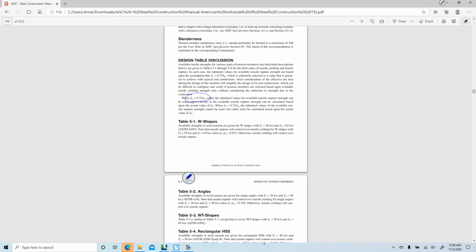When your actual effective area is greater than that assumption, then you know that you'll be fine in rupture because you actually have more than the table thinks you have. But if you have less than 0.75 AG, then the tensile strength can't be used and you actually have to calculate it. So the biggest assumptions in these tables are the material properties and then this effective area versus gross area relationship.